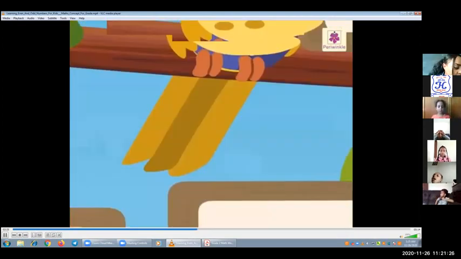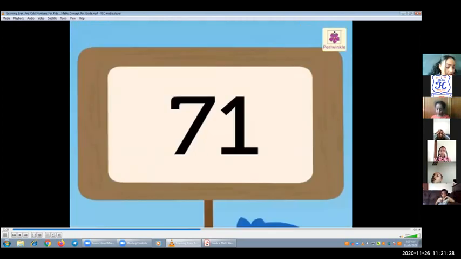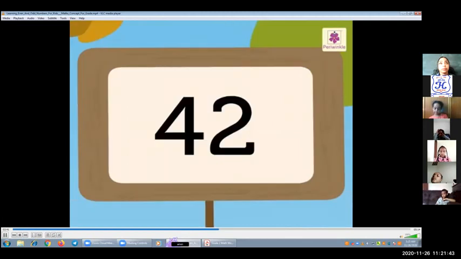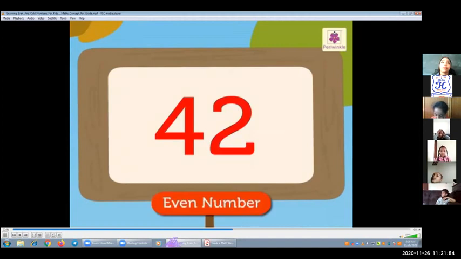Next is the number 71. Here, the number 1 is in the ones place. So, 71 is an odd number. Now we have the number 42. Here, 2 is in the ones place. So, 42 is an even number.